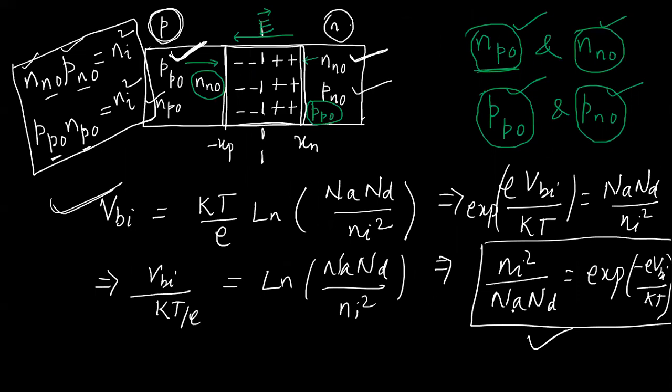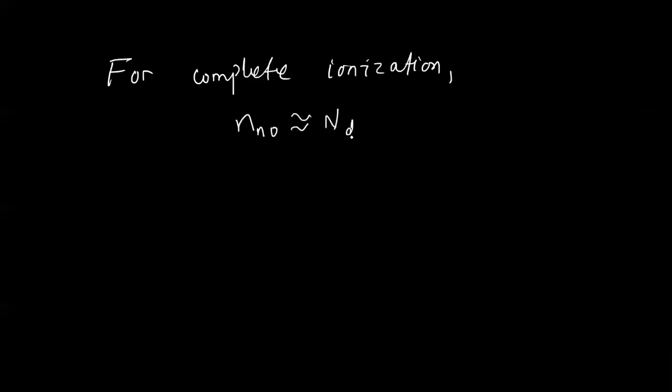Understood? So what will I write for Na? For Na we are going to substitute, as I said, Pp0, that is the hole concentration in the P region, right? And for Nd we are going to substitute what? Nn0. Just substitute this and rewrite the equation. Okay, then what will happen? So let me just write this way. So what we said, considering complete ionization, Nn0 is nearly equal to Nd, and Pp0, that is the majority hole concentration in P region, is nearly equal to Na.